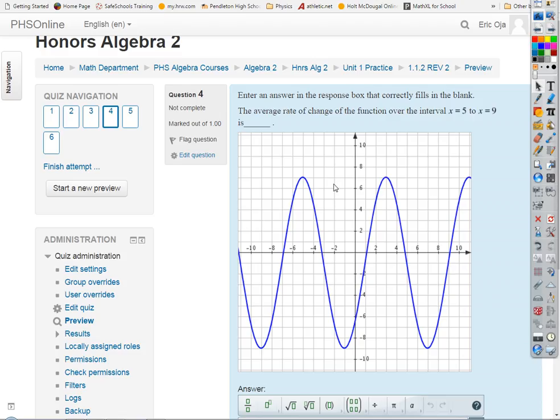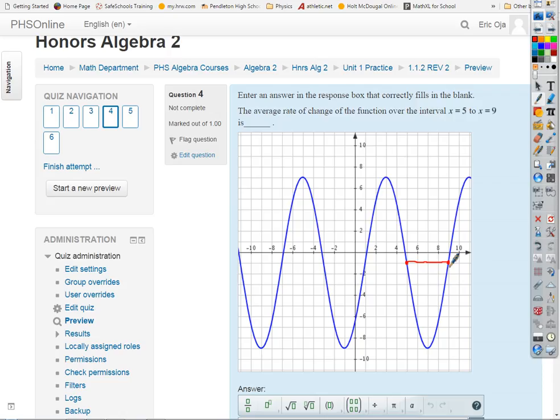Average rate of change for this function. Well, for this function, it looks like at x equals 5, the y value appears to be -1. And at x equals 9, the y value is also -1. So when I connect those with a segment, now the segment is horizontal.